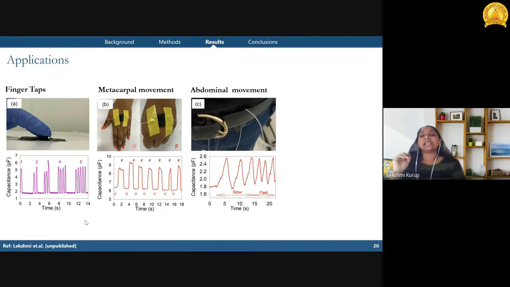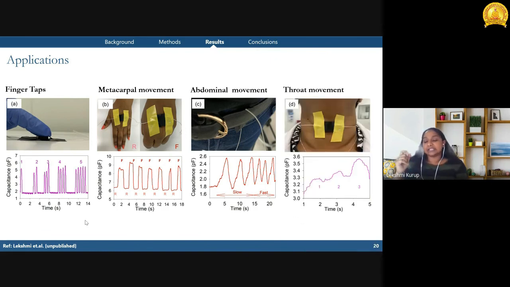The next one is abdominal movement. The abdominal movement is just a respiratory movement, measured by using the waist belt. With the sensor on the waist belt, we measure the inhalation and exhalation, and measure the respiratory rate. So we could see that it can measure slow rates as well as fast rates.